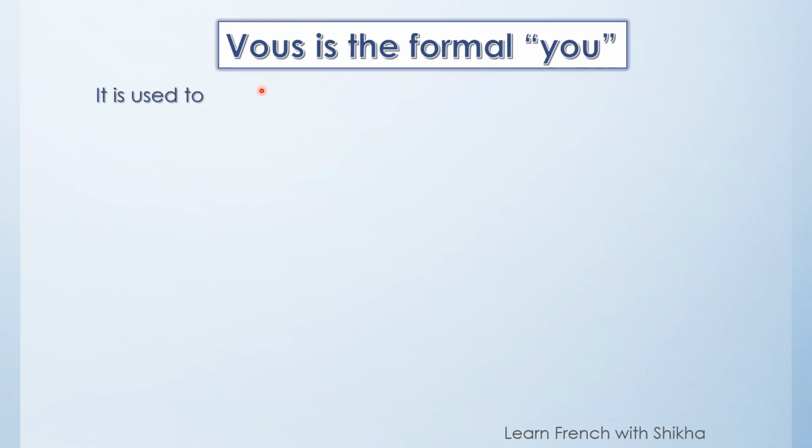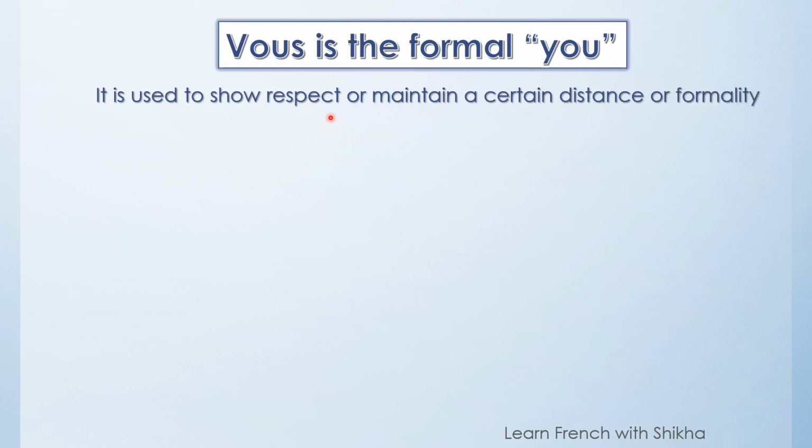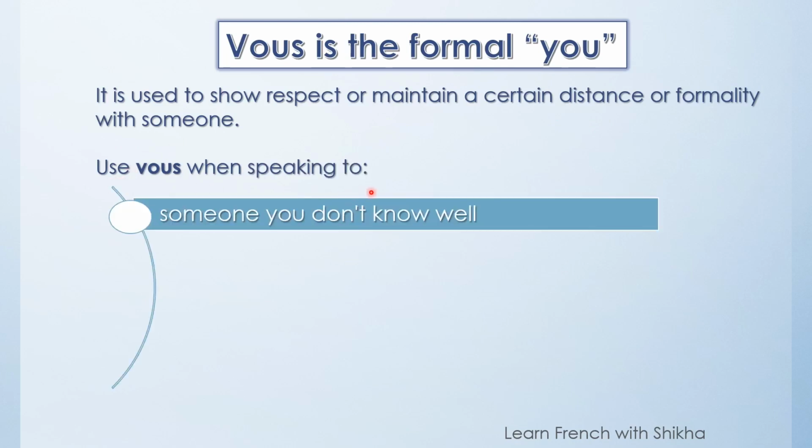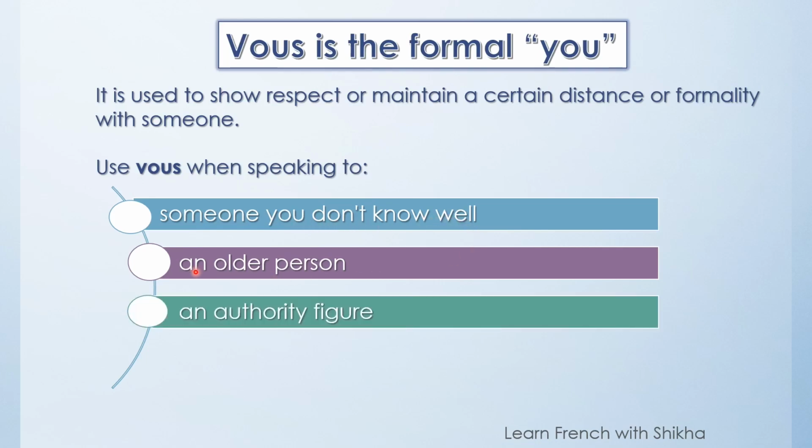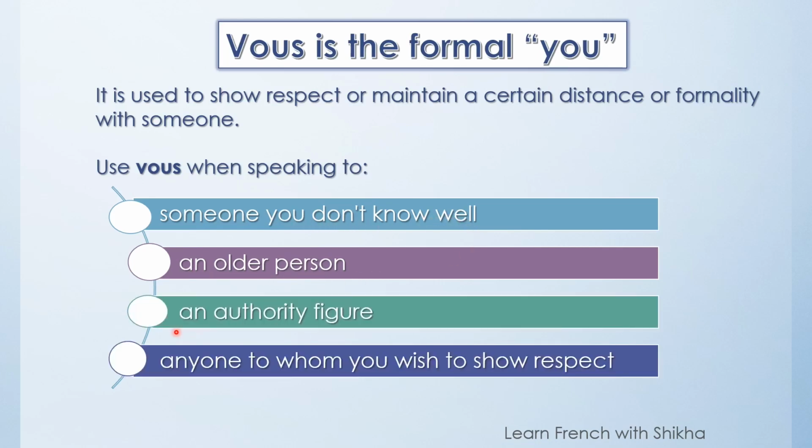Vous is the formal you. It is used to show respect or maintain a certain distance or formality with someone. Use vous when speaking to someone you don't know well, an older person, an authority figure, and anyone to whom you wish to show respect.